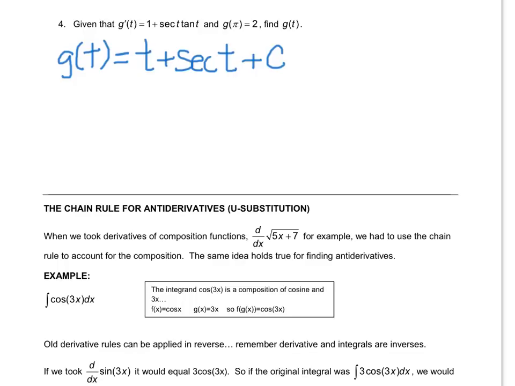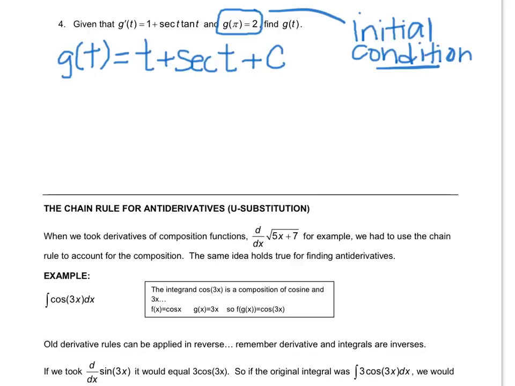Well, we're going to go a step further. This little guy right here, g of pi equals 2, is called an initial condition. It is used to help us determine the c value. So it says find g of t. Well, we can solve for c by plugging in t is pi and g of pi is 2. So this is going to be a 2 here. And everywhere you see a t, put a pi instead.